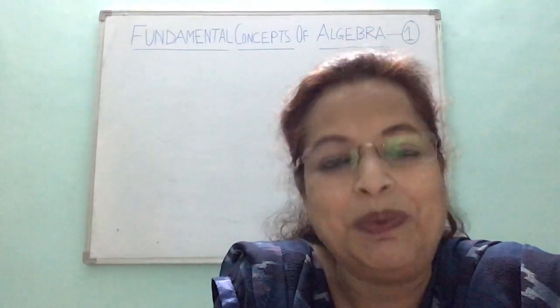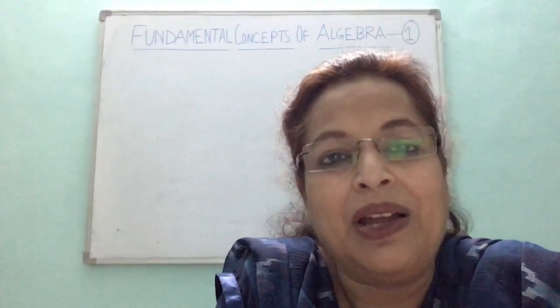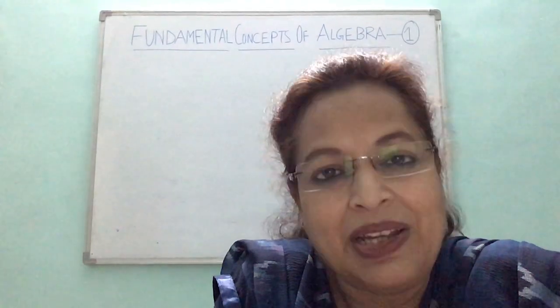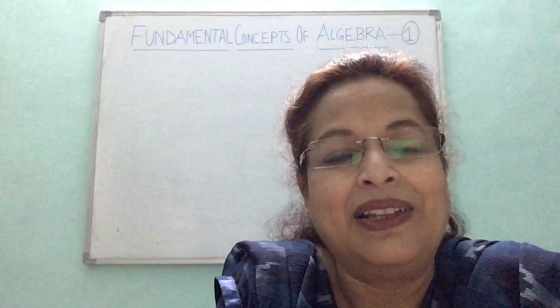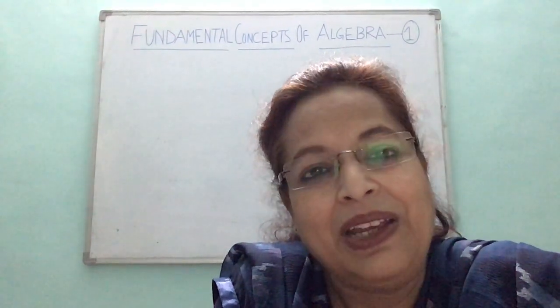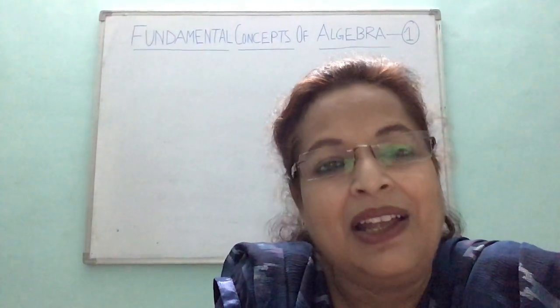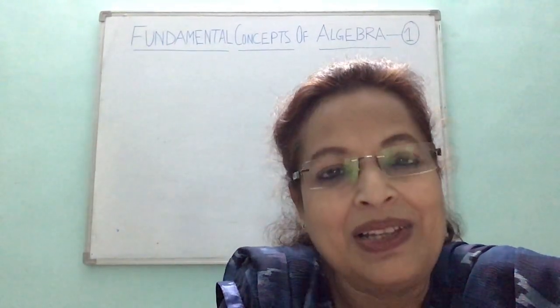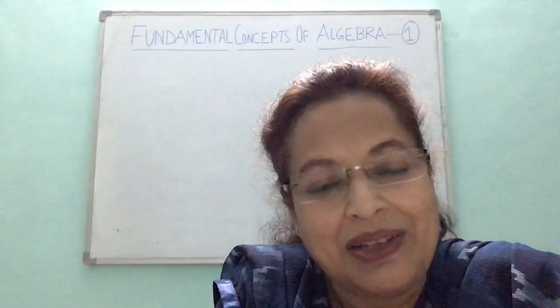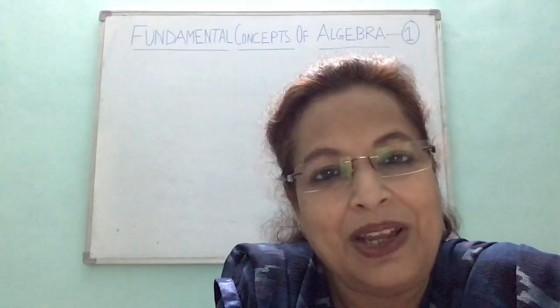But we can also proceed where we assume the unknown by alphabets, that is X, Y or Z, the alphabets. So when we take alphabets to represent the numbers, to represent the numerals, those are called variables.